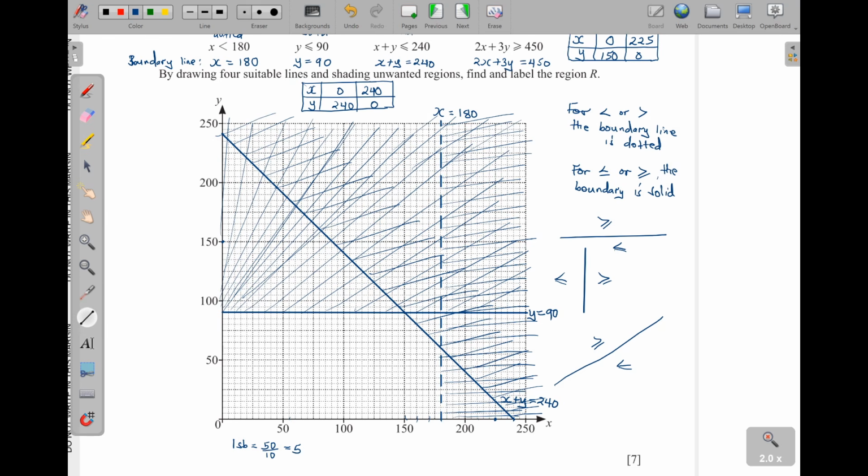So get your ruler, place it here, then also here. Then this one you can label it also. It is 2x plus 3y, which is equal to 450. So they want the region which is greater than. That means this one below the line, I will shade it off. So for this one, I will shade off this. You just shade like this. You don't need to do art here. This is not art. Okay. So our feasible region R is this one here.